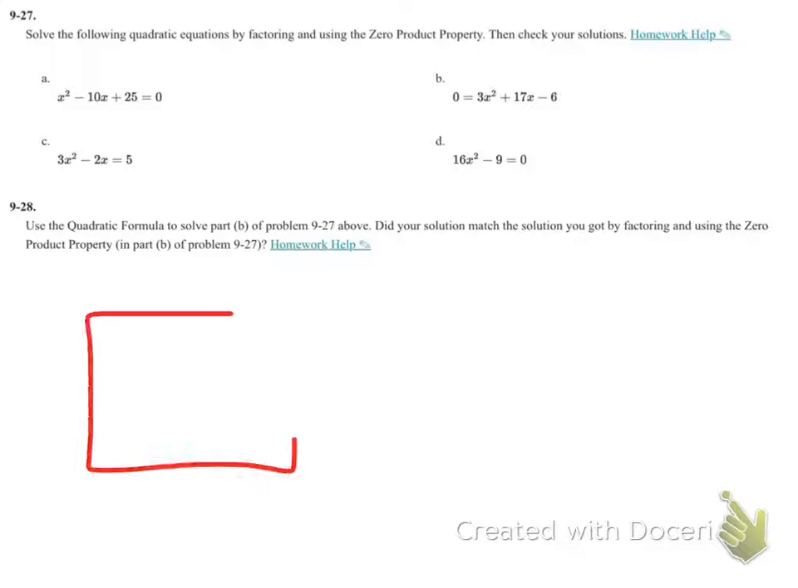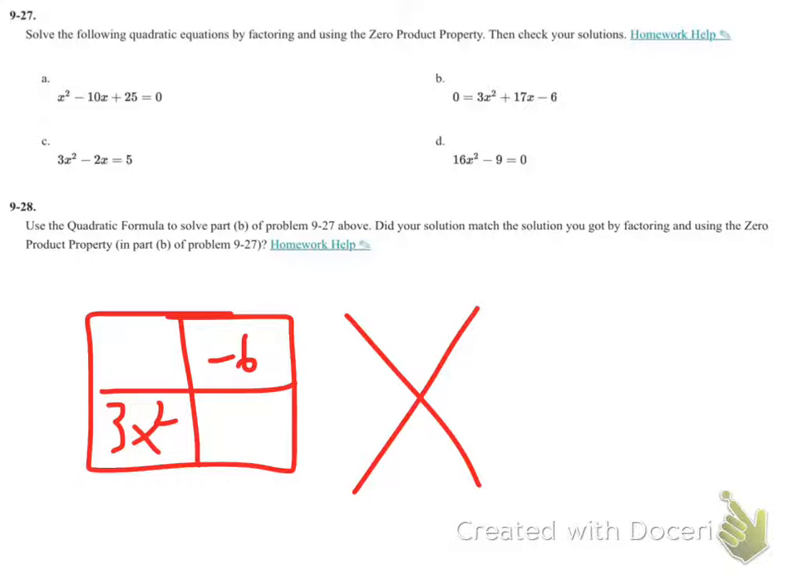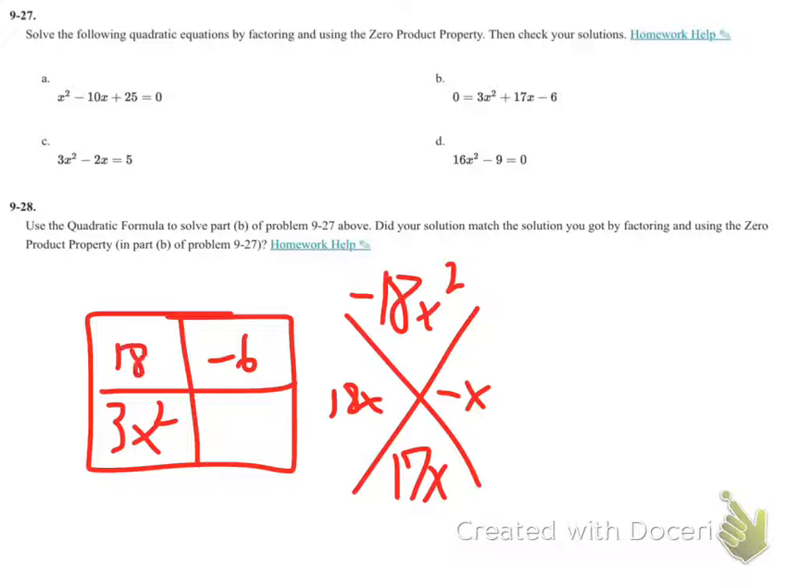If I go through and factor that one, I have 3x squared, a negative 6. The diamond problem is negative 18x squared. The bottom is 17x. Hopefully we remember how to set all that up. The sides of the diamond problem are going to be 18x and a negative x. The greatest common factor from these two here is going to be x. And down on the bottom, the greatest common factor is going to be 3x. So this is a 6 and a negative 1.